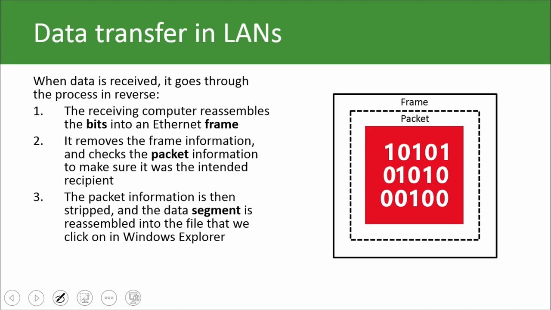All right, of course, when data is received by a device like your cell phone, it goes through the reverse process. So what happens is that the receiving computer is going to take all those bits. It's going to reassemble the Ethernet frame. It's going to strip that physical addressing information, and then it's going to strip the logical addressing information known as the IP address. So it's no longer a packet anymore. It's going to come back into its segment form, and then it's going to be reassembled into the file that we click on in Windows Explorer, which I think is a pretty cool process, and it actually really simplifies the way that data transfer occurs.